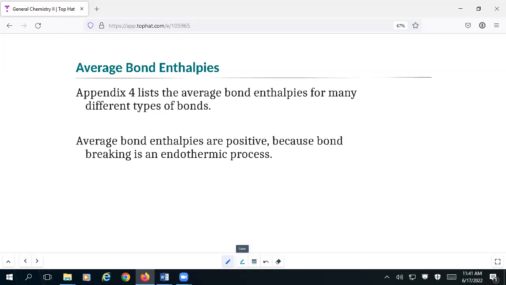Now, in your textbook, again, in the appendices, there is a list of average bond enthalpies. In the lecture packet, there is a similar table, and that similar table can be found on the first actual page of that appendix table. Now, all of the bond enthalpies that you are going to see in those tables are going to be given as positive values. And they're given as such because we are always looking at bond enthalpy from the perspective of breaking the bond.